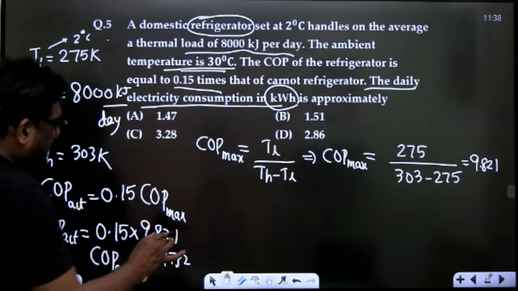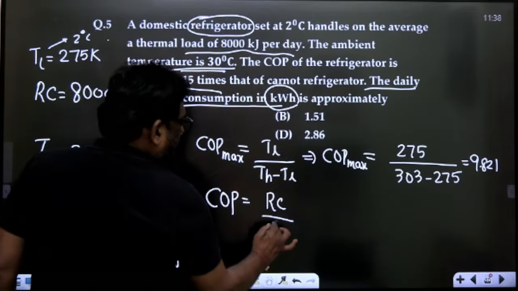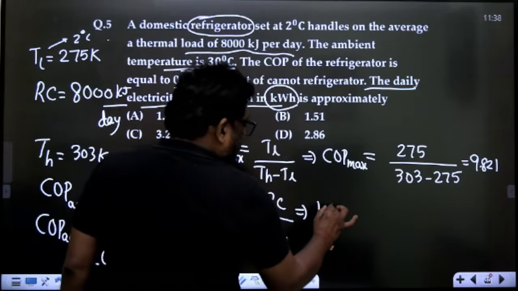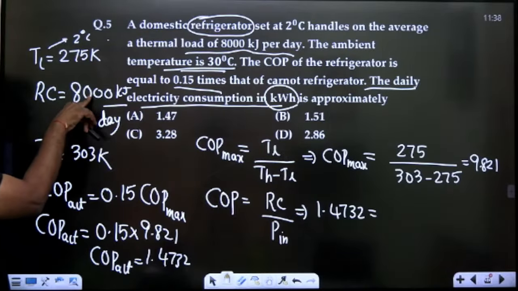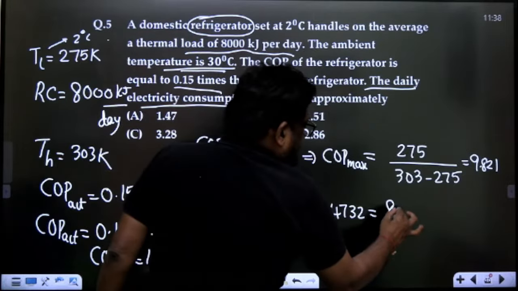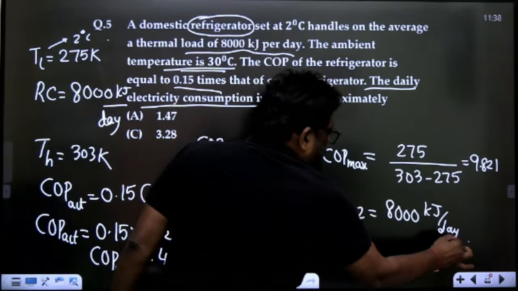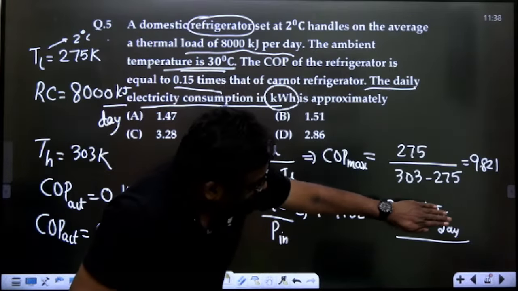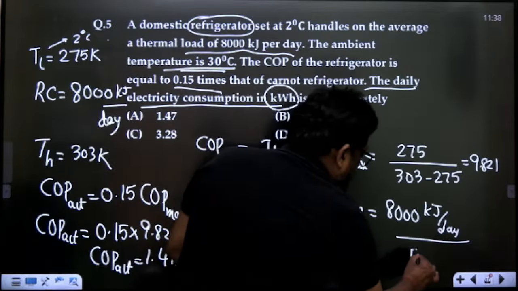Now everyone knows COP is equal to RC by power input. ठीक है सर। What is the actual COP? It is 1.4732 is equal to, what is RC, sir? RC is, units are very important, 8000 kilojoule per day. So if this has no unit, and this is 8000 kilojoule per day, it will also be in kilojoule per day. What is this? Power input. So let us calculate the power input.